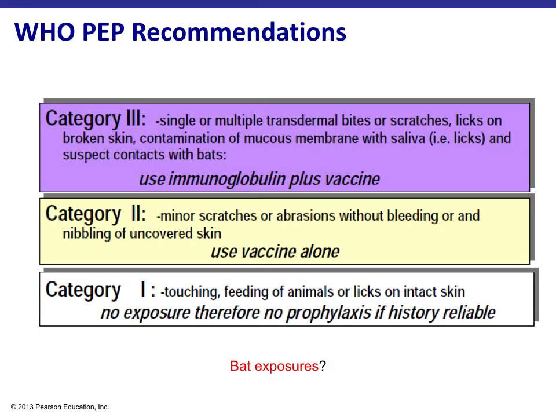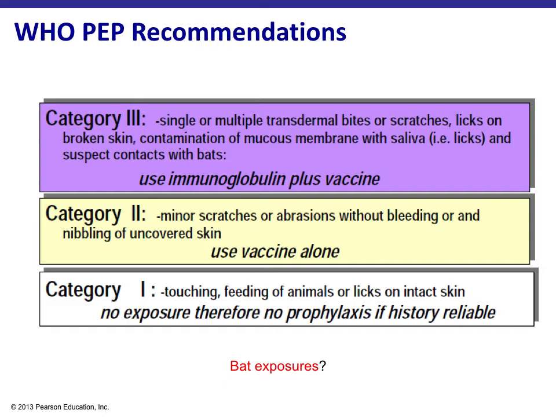So the World Health Organization, or WHO, have the following recommendations. So for category 3 bites or exposures, and this is single or multiple transdermal bites, so piercing the skin, transdermal bites or scratches, licks on broken skin, contamination of mucous membrane with saliva, so like licks, and suspect contact with bats, then one should use both immune globulin plus vaccine in the post-exposure treatment.